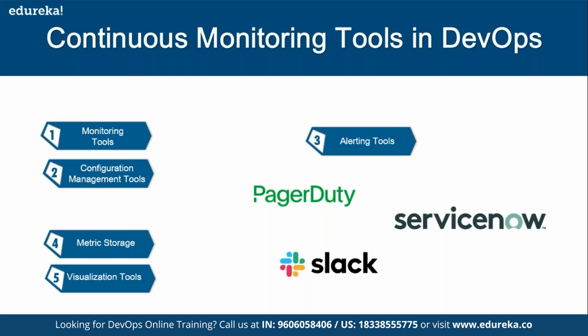PagerDuty is an on-call management system with add-ons for analytics, events, intelligence, and automated incident response. ServiceNow, on the other hand, utilizes automated workflows for ITSM as well as customer service and business processes. And Slack lets you consolidate alerts into the same platform you use for group chats and collaboration.